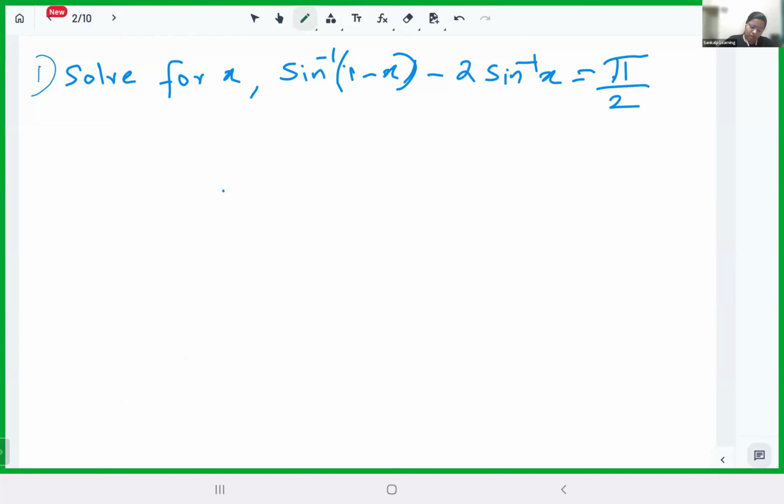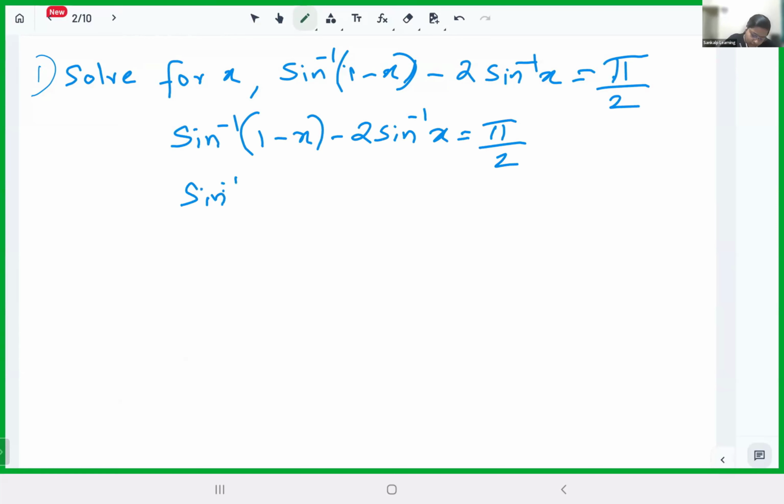So here, sine inverse of 1 minus x minus 2 sine inverse x is equal to pi by 2. It is given in the question. So I'm taking this 2 sine inverse x to the other side. This will become sine inverse of 1 minus x is equal to pi by 2 plus 2 sine inverse x. We have to solve for x, so now I'm taking the sine inverse to the other side.